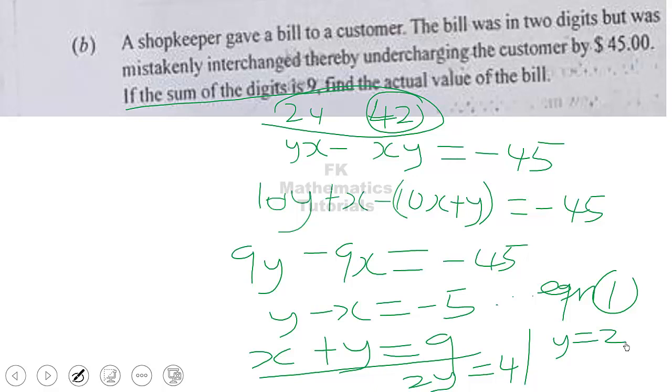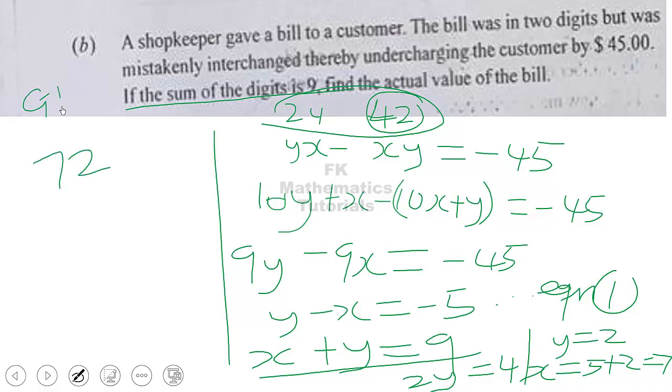So if y is equal to 2, then x will be equal to 5 plus 2, which is 7. So the actual bill is 72 Ghana cedis. 72 Ghana cedis.